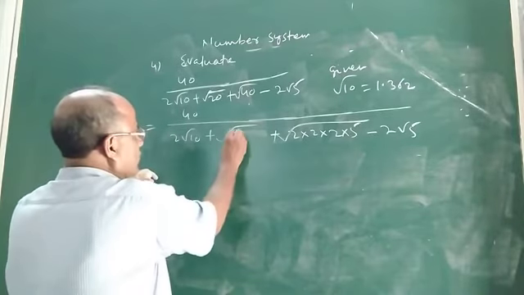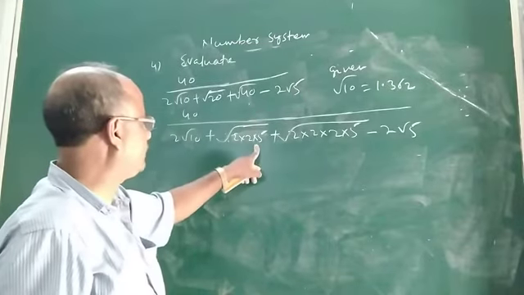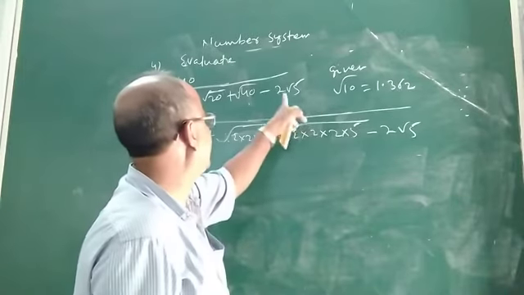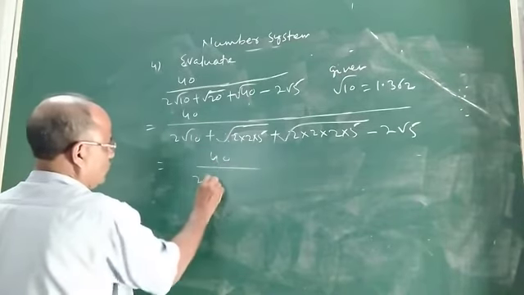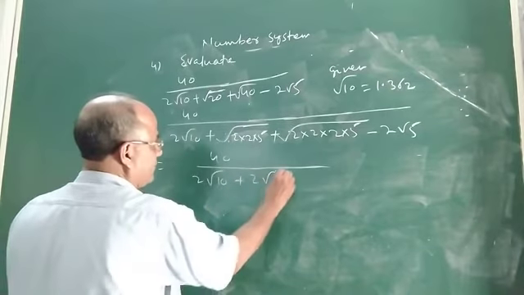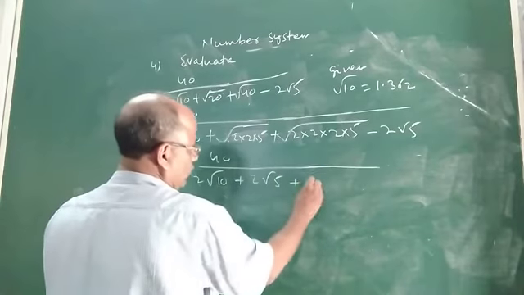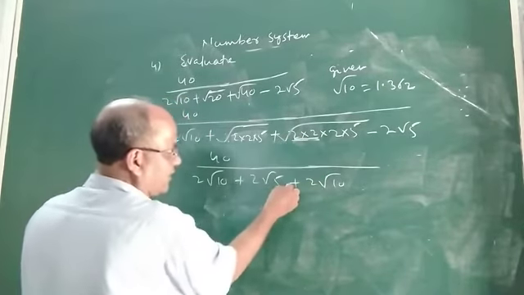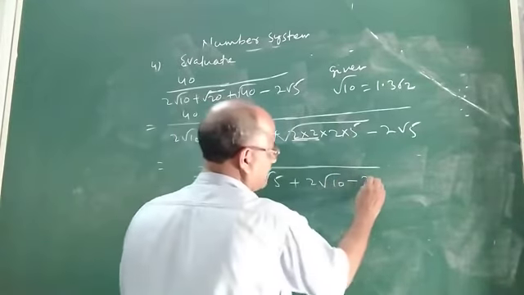Root 20 we can also write as 2 into 2 into 5. Then root 40 is 2 into 2 into 2 into 5. Then minus 2 root 5. Okay. Now see, this is 40 by 2 root 10 plus this will be 2 root 5. Then plus this will be 2 root 10. There are two 2's, look at. From these two 2's, one 2 will come outside and inside the square root 2 into 5 it will be root 10. Okay, minus 2 root 5.